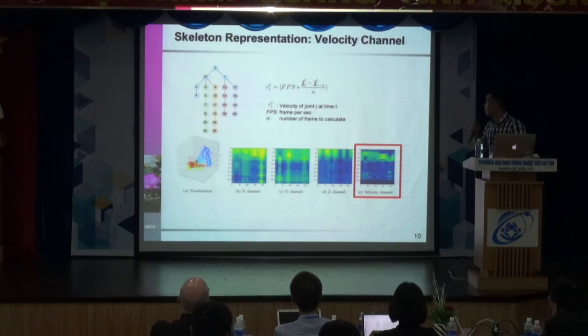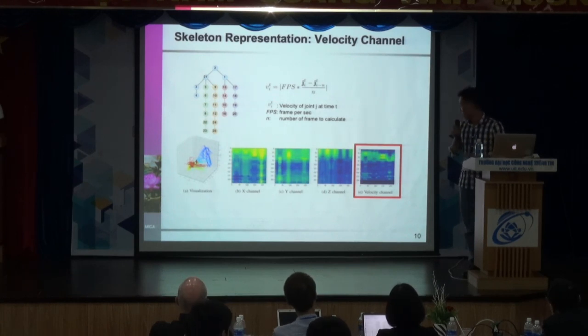Other than that, we also add another channel called the velocity channel, and it can be easily calculated by dividing the difference in location by the difference in time. So this figure illustrates the 4 channels.